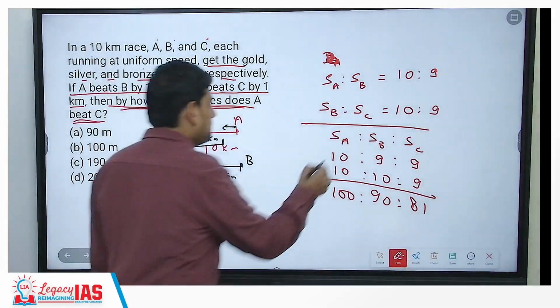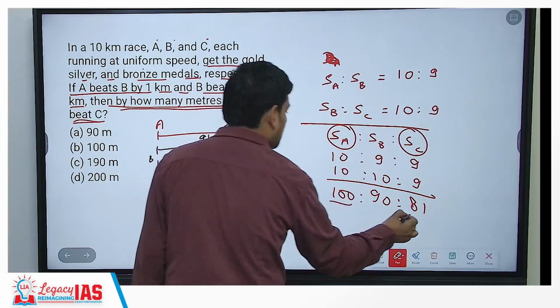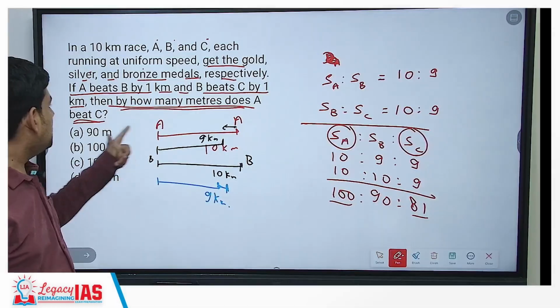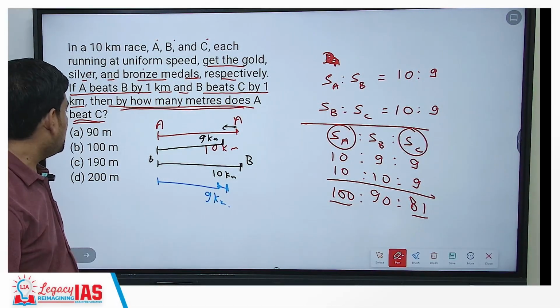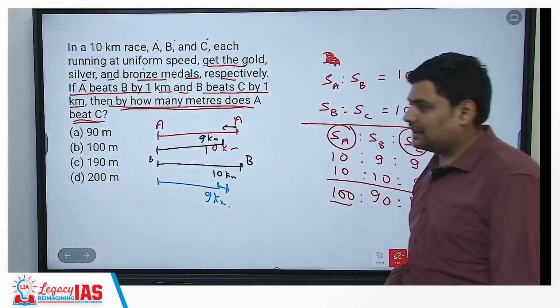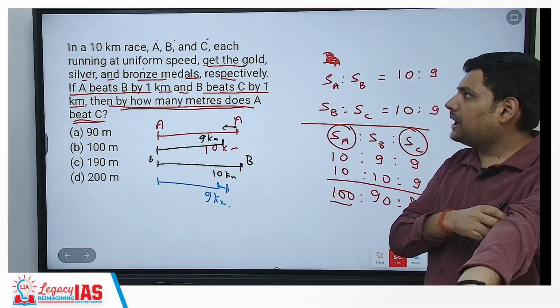That means speed of A to speed of C will be 100 ratio 81. Now, what is asked in the question? How many meters does A beat C by? So A beats C by how many meters? Now understand this. How many meters will A beat C by?